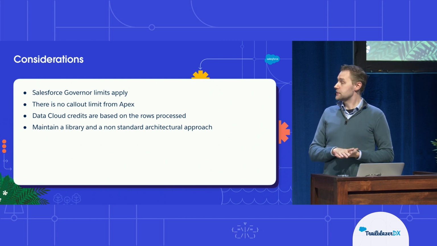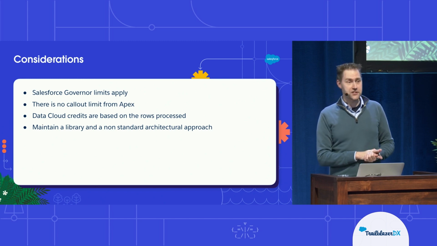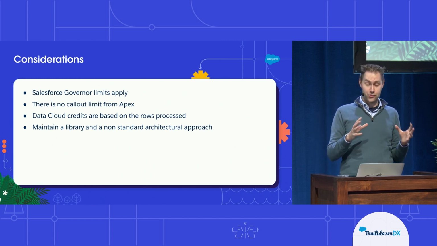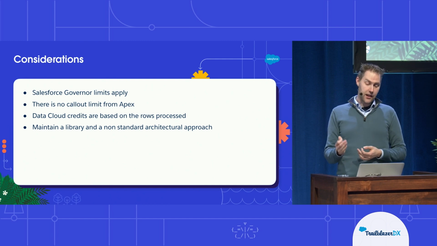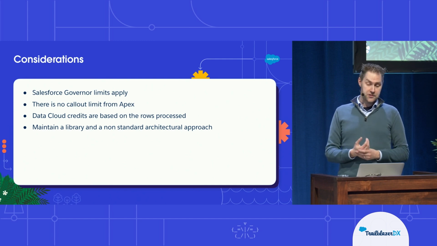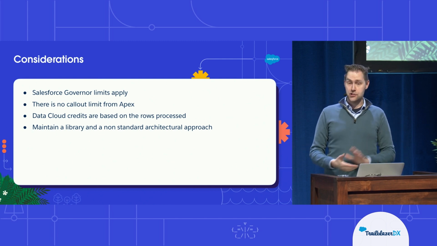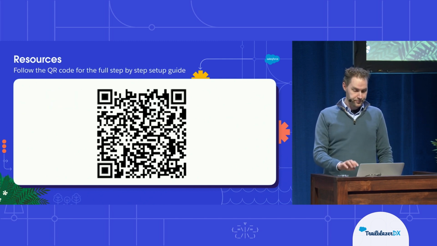Data Cloud credits, I just need to mention it, are based on rows processed, so always check with your implementation provider before you implement anything, just to make sure you know what you're doing. And from your development team perspective, you have to maintain a library, and you're following a non-standard architectural pattern. That's not a bad thing. It's just something to keep in mind to know what you're doing in the future.